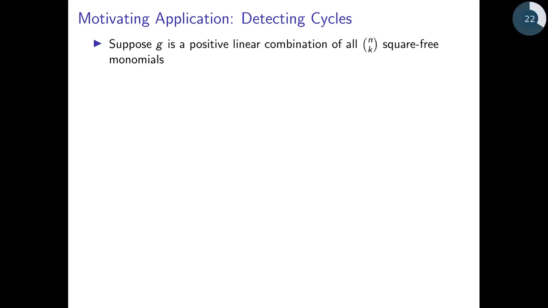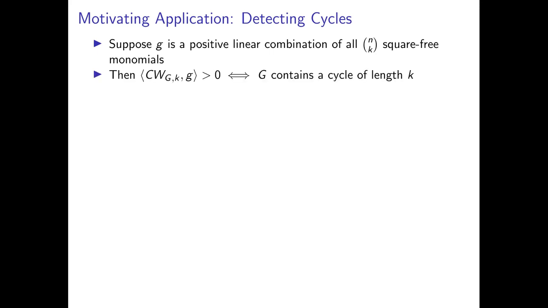Now suppose we have some polynomial g that's a strictly positive linear combination of all of the square-free monomials of degree k, of which there are n choose k, note. Now, recalling that this inner product essentially just takes the dot product of the two coefficient vectors, it's clear that this inner product will be positive if and only if there is a cycle in G of length k. Okay, so we'd like to compute this inner product.